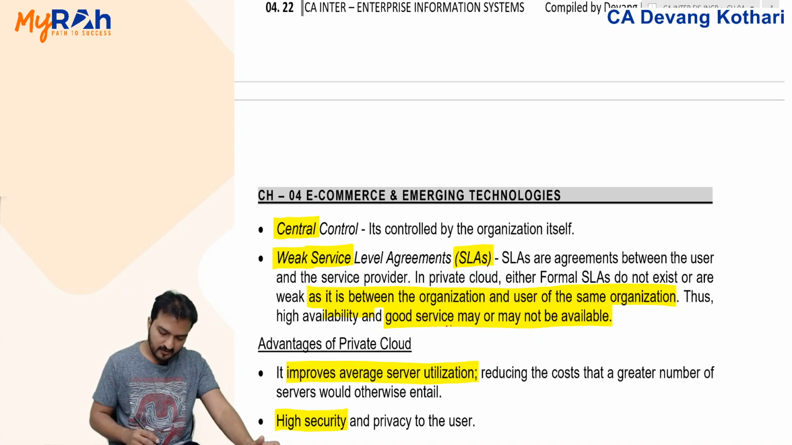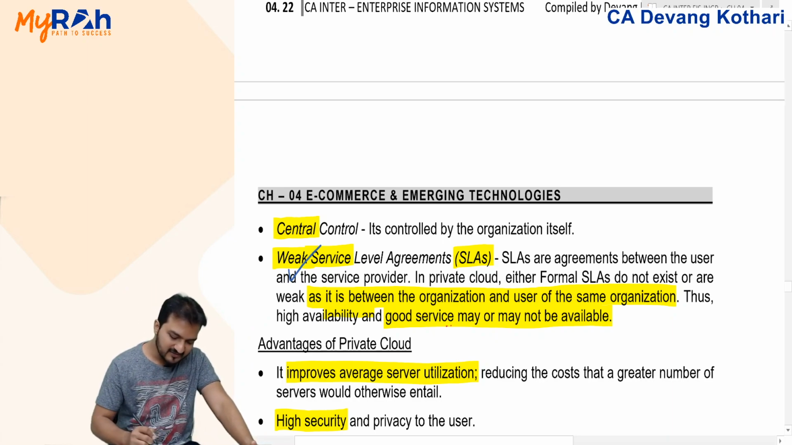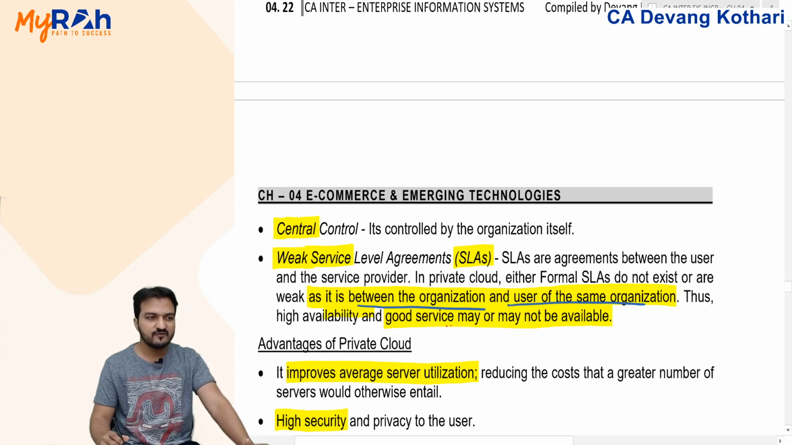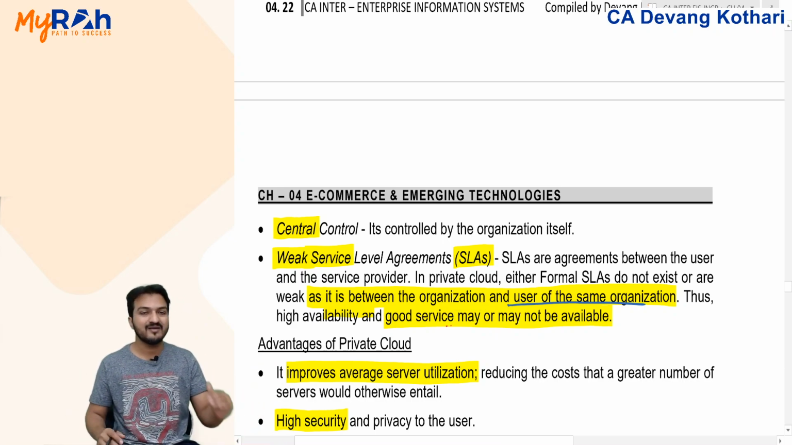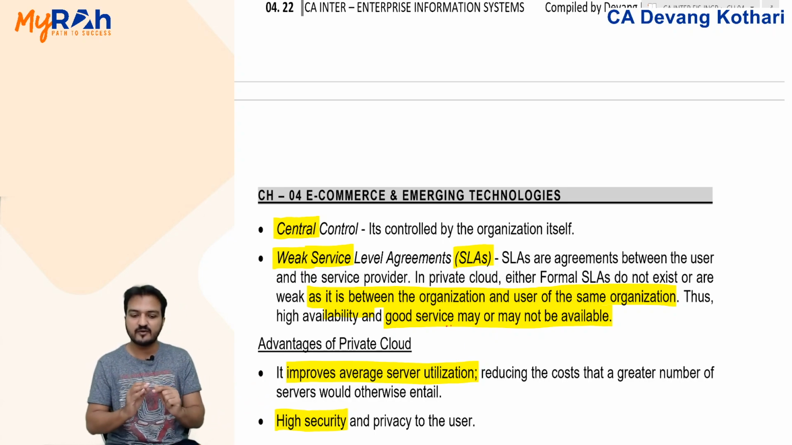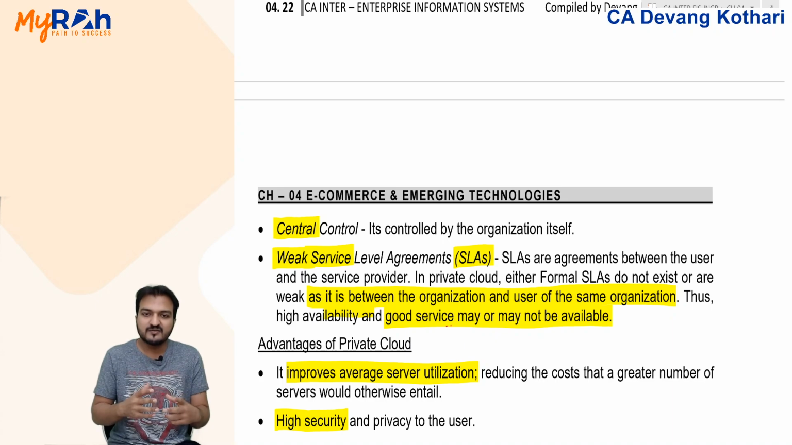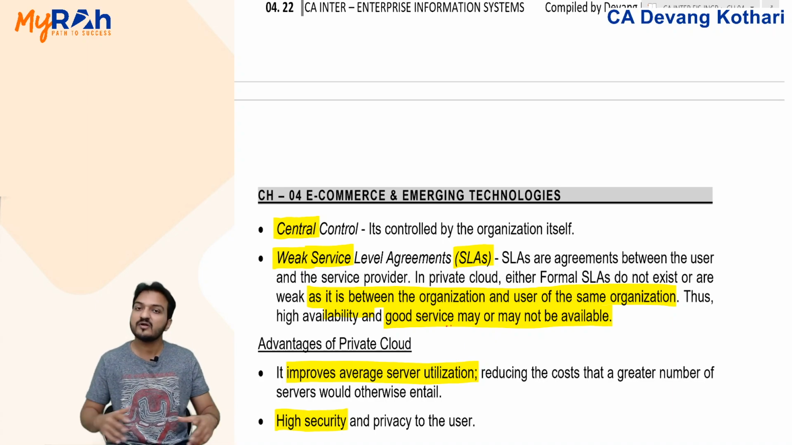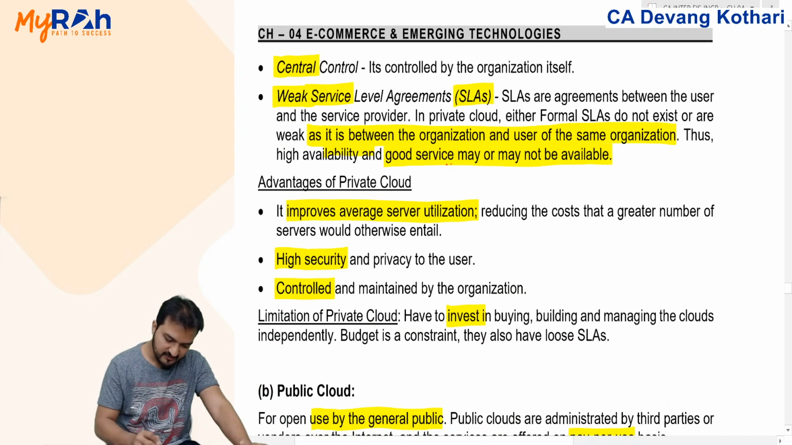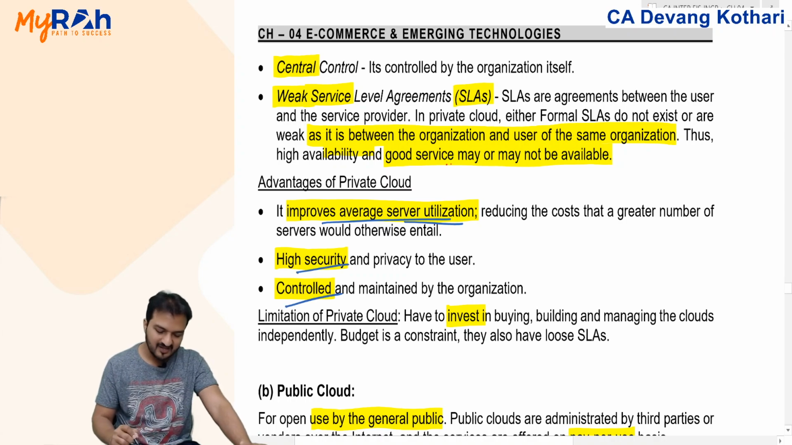So in case of private cloud, there are weak service agreements, as the service is between the organization and the user of the same organization. They will feel that it is their own house, so they might not be interested in giving better service. But when you tell Google to give that service, they will definitely give you better service because they are only into this business. So the advantages of private cloud: it improves your server utilization, more security, more control, but you have to invest much more in that case.